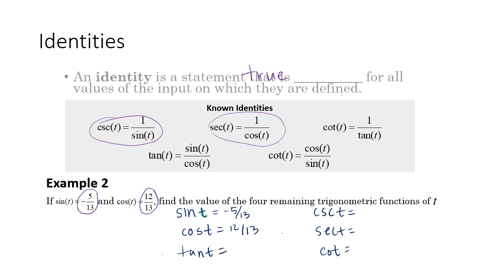So we know that tangent is sine divided by cosine, so that's going to be negative 5 over 13 divided by 12 over 13, which gives me negative 5 over 13 times 13 over 12. Those cancel, so I'm left with negative 5 over 12. We know that cosecant is the reciprocal of sine, so it's going to be negative 13 over 5. Secant is the reciprocal of the cosine function, so that's 13 over 12. And then cotangent is the reciprocal of the tangent function, so negative 12 over 5.